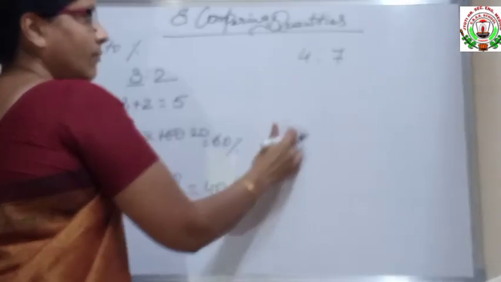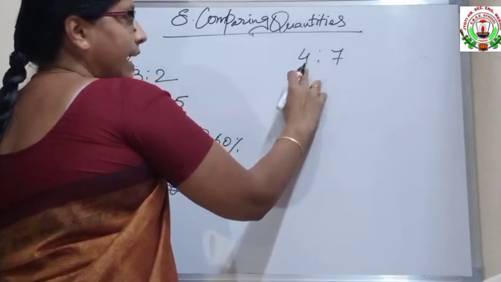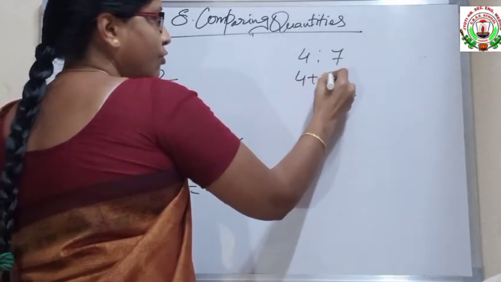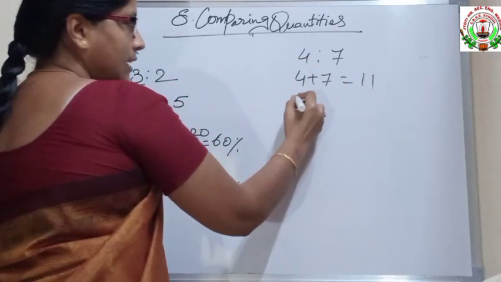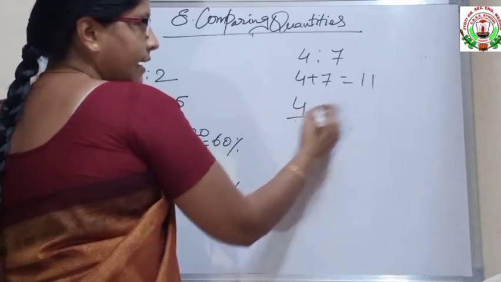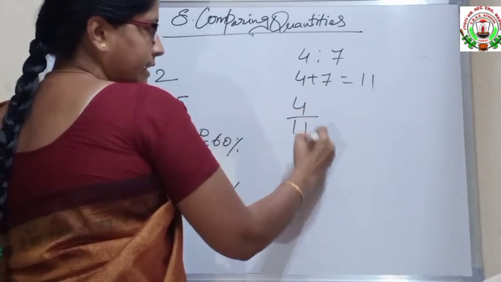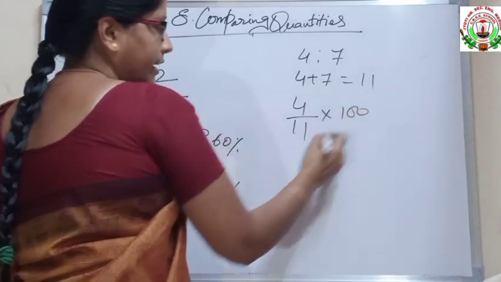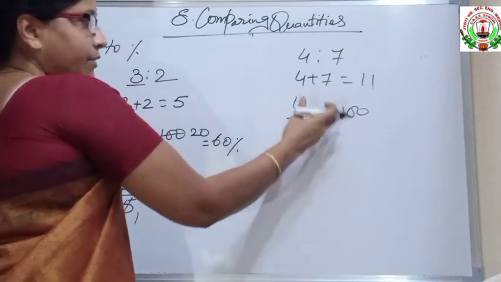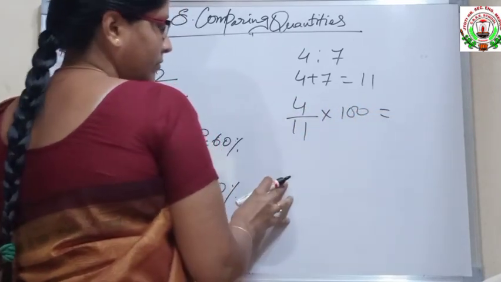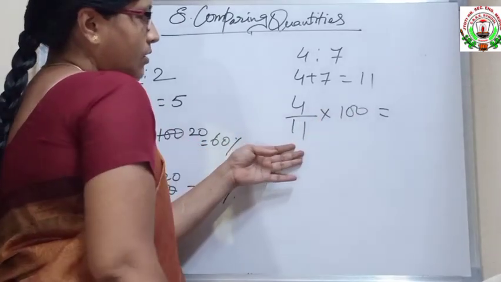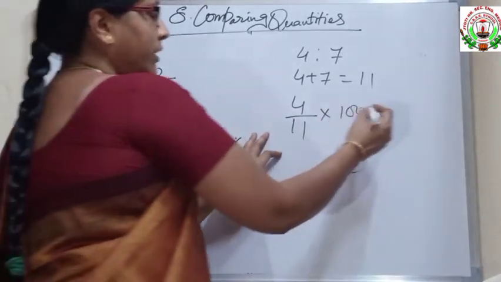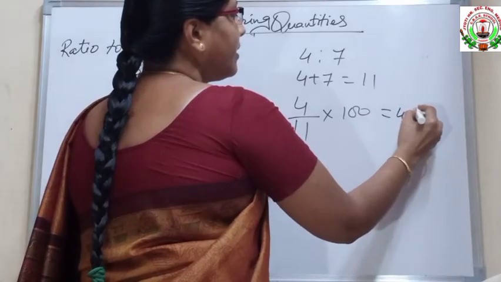4:7. First we have to add the numbers of the ratio. 4 plus 7, it is 11. Then we take the first number 4 by the total of the ratio, 11, into 100. 11 is an odd number, so it does not cancel with 100. So this will be 400 by 11.